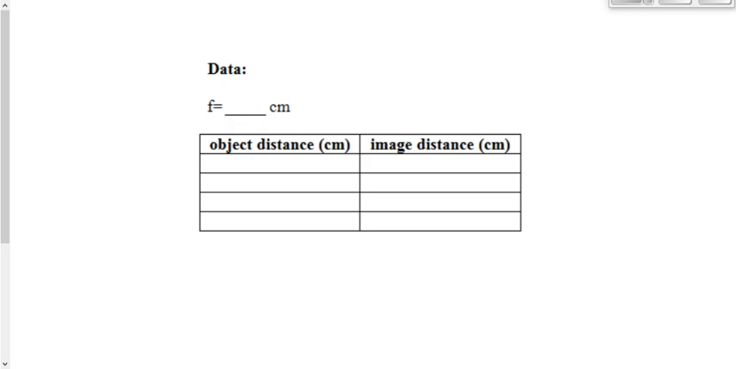All right? So what's your data table going to look like? Something like this. Your focal length, I said for mine was 10 centimeters, but yours could be 12 or 15 or anything like that. Object distance times 10. Image distance times 10. What do we usually do when we have a table like this? Plot a graph, or create a new table. It's one of the two, right? It's either create a new table and then plot a graph, or it's plot a graph right away. This time we're going to create a new table, an analysis table.